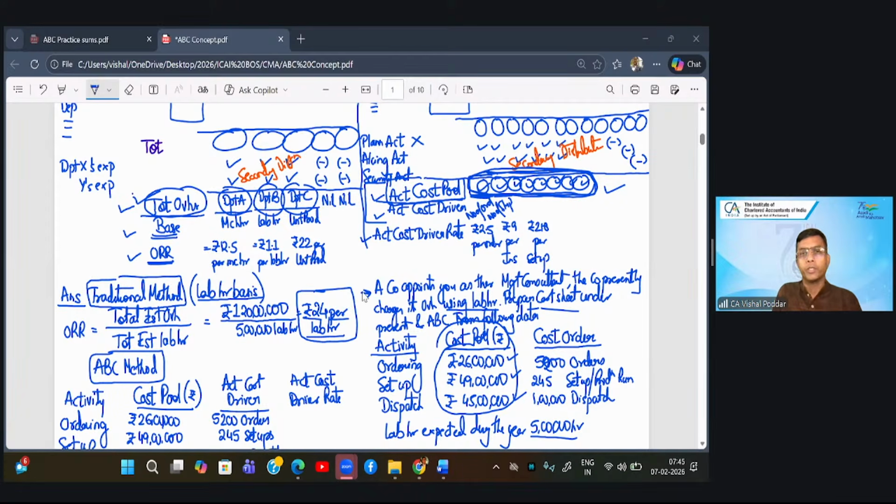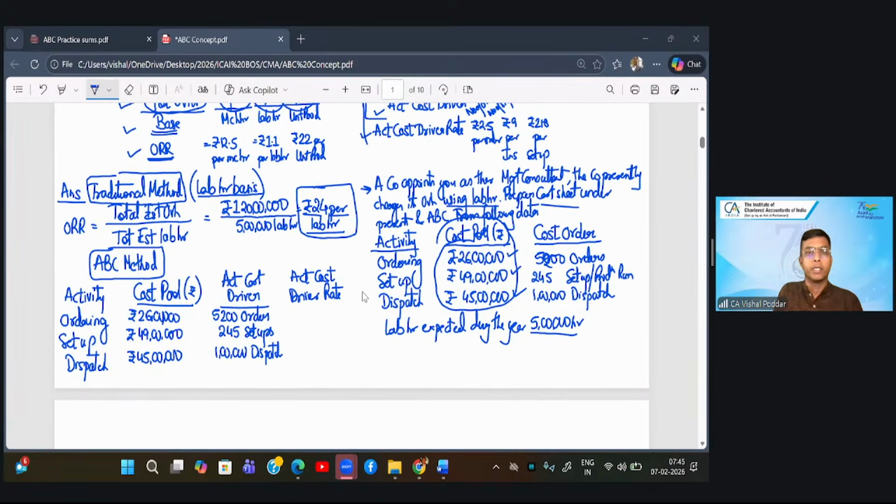Sorry, students. Yes. So now you would have understood that what we are doing in ABC is just that we are doing it in more detail. So instead of department wise or single rate, we are doing multiple rates for each activity. And that is why now you'll understand why the name is activity based costing. So whatever you are doing here is basis the activity, correct?